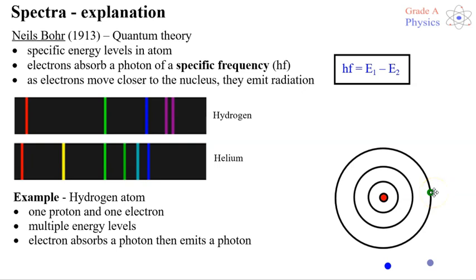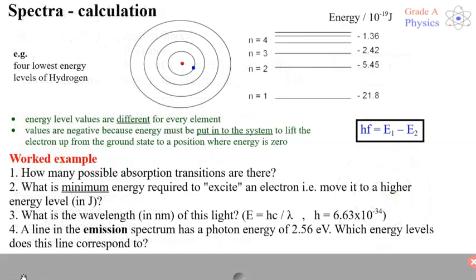Again, that electron cannot stay there, so it might drop back down to its ground state, and when it does, it will emit a photon of the same color as the photon that was absorbed. Right, let's have a think about the calculations involved in this process. So this is a little bit more complex.